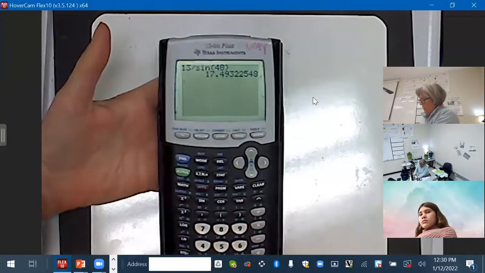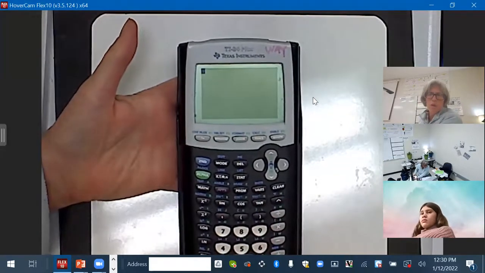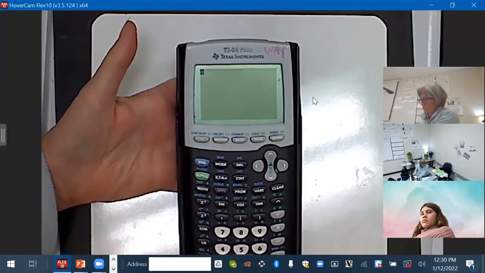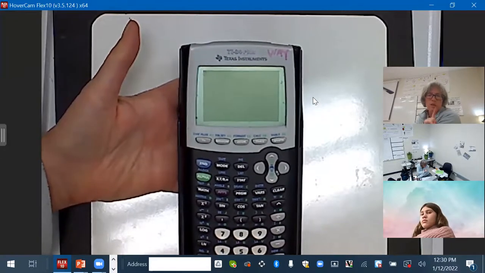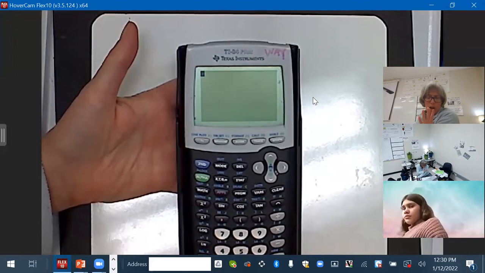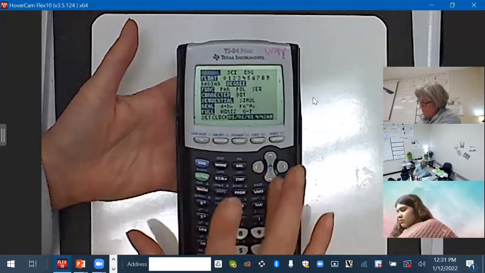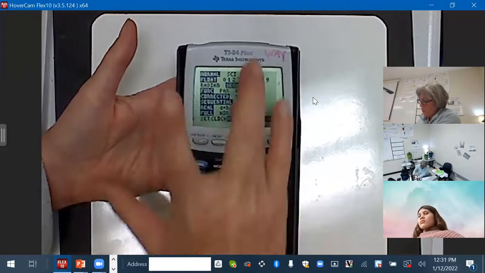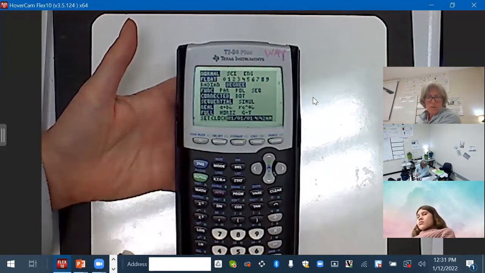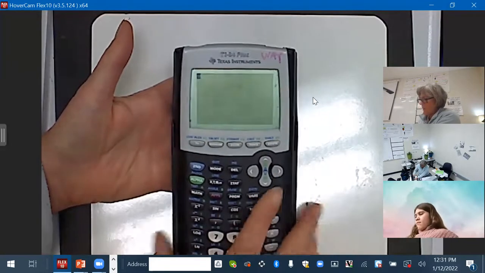Step number 1. And Katie, I think you need to do this. I think you're in what's called radian mode. You need to get in degree mode. You need to make sure your calculator's in degree mode. If you have a small screen calculator, that's automatic. Large screens, you need to follow me. Mode, down, down, over, degrees flashing. Enter, clear.